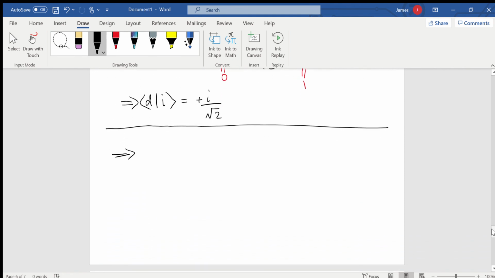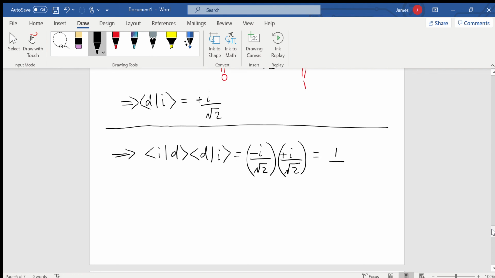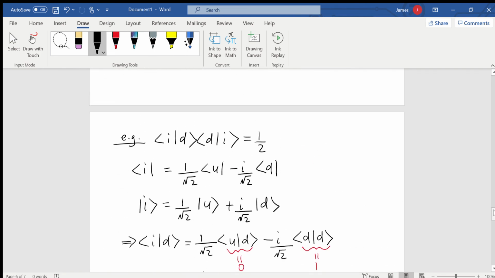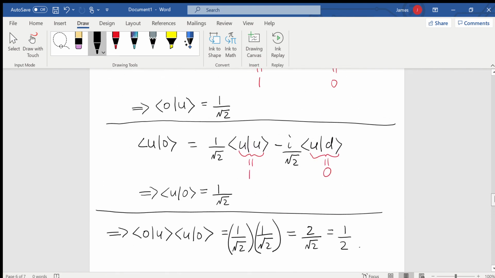Okay, so this implies that in-down times down-in equals minus i over root 2 plus i over root 2, which equals 1 over 2, which is what we said it would, but we've learned how to operate the math. And you can go back and pause this video, obviously, and have a look.